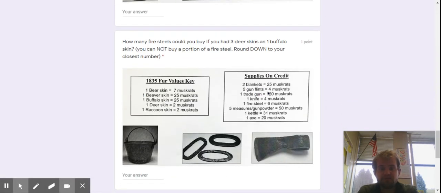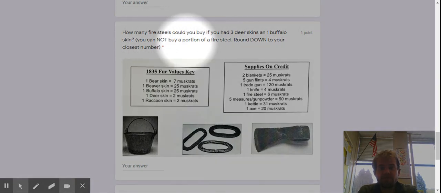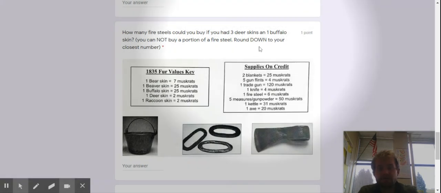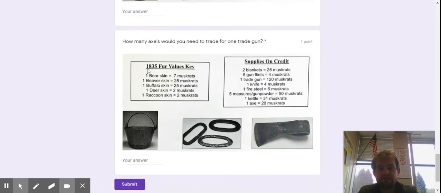How many fire steels could you buy if you had three deer skins and one buffalo? Remember, you cannot buy a portion of a fire steel. I can't say, I just want to buy a portion of a car or a bike. You have to buy the whole car or bike. You have to buy the whole fire steel. So you'll round down to the closest number and put your answer.